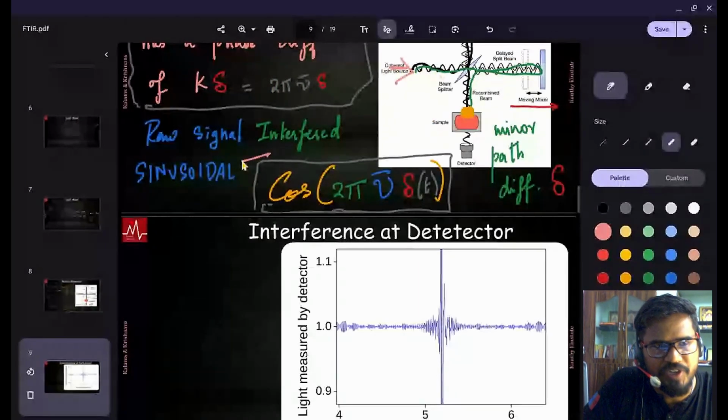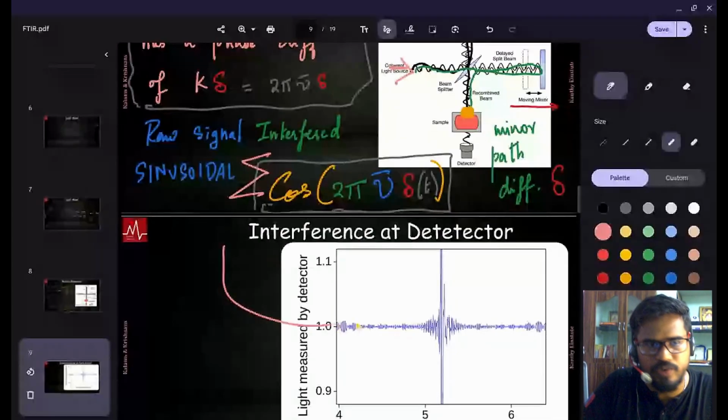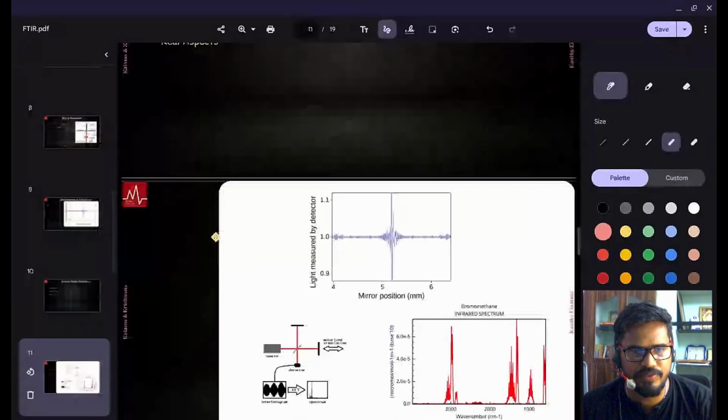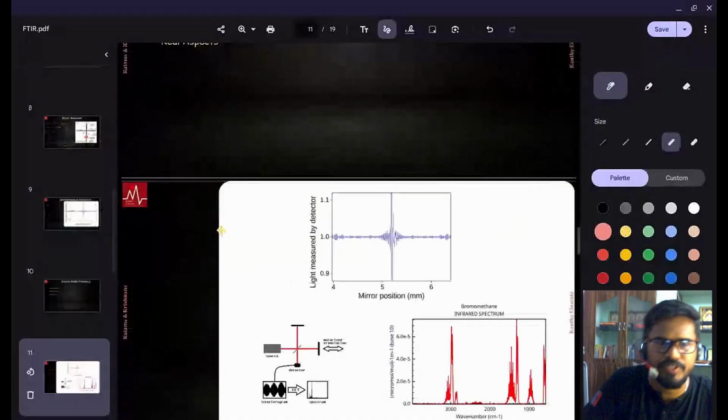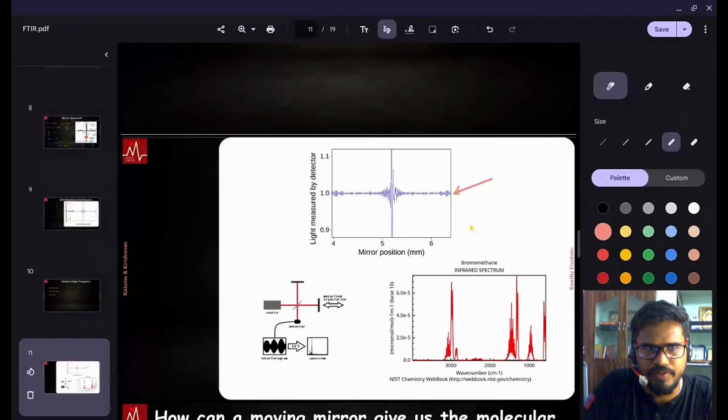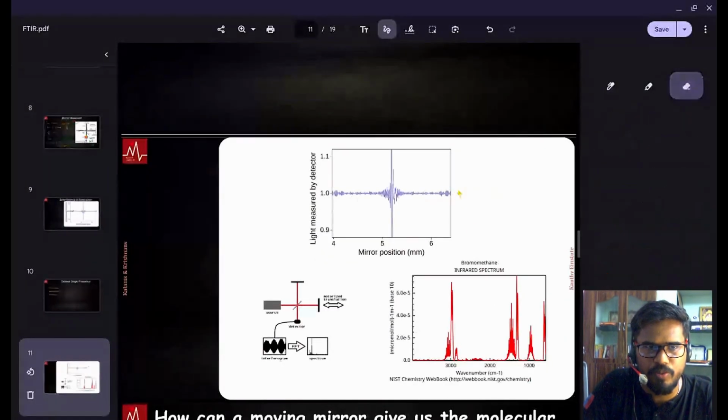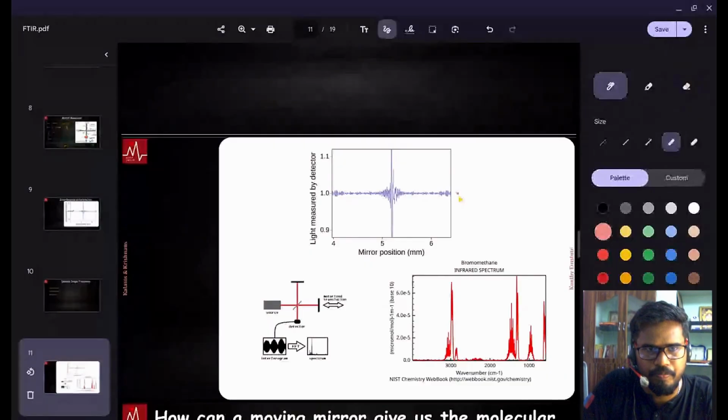Typically, this is a summation, which is what I showed. And realistically, your signal looks like this. Yeah, I showed some of this. So realistically, your signal looks like this. When you take Fourier transform of that, you get the spectrum.